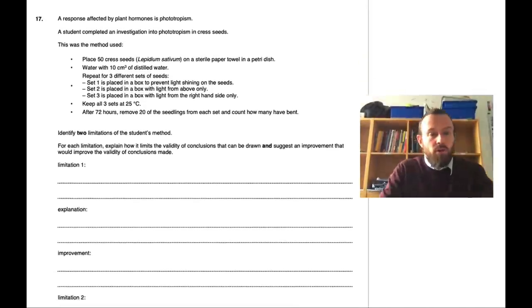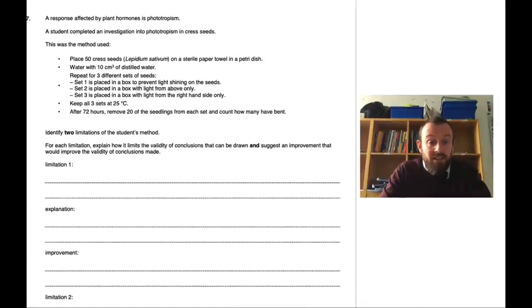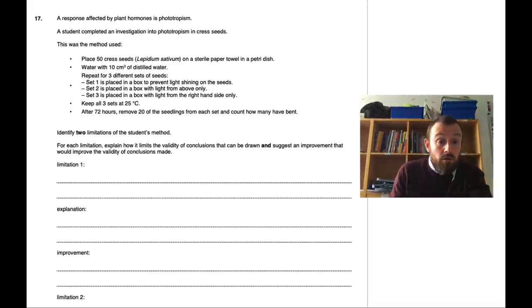Okay, a response affected by plant hormones is phototropism. A student completed an investigation into phototropism in cress seeds. Here was the method used. 50 cress seeds on a sterile paper towel in a petri dish, watered with some distilled water. Set one is placed in a box to prevent light shining. So set one is like a dark box.